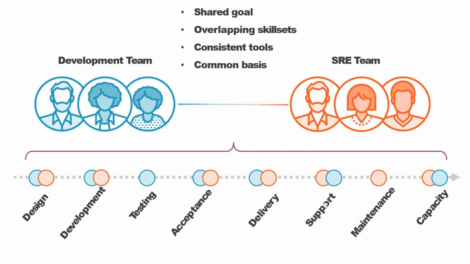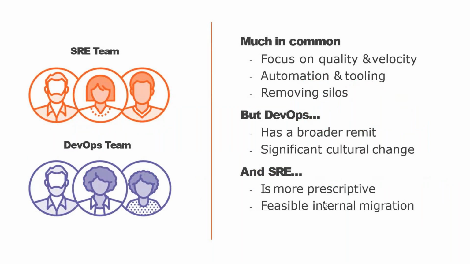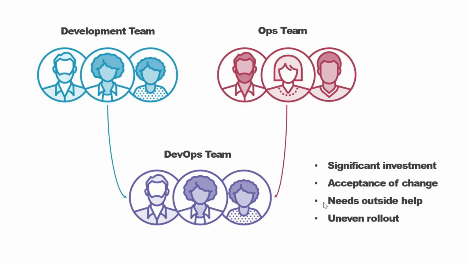Okay, so between the SRE team and the DevOps team, there are certain things which are common. They focus on quality and velocity together, automation and tooling, and removing silos. But DevOps has a broader remit and requires significant cultural changes. Remember I told you, if you want to become a DevOps engineer, you have to become an architect, a developer, a tester, and operations. It's shared work actually. But in SRE, you are more prescriptive, towards operations, plus very close integration with the development team. So here the development team and operations team combine and become a DevOps team, which requires significant investment, acceptance of change, outside help, and an uneven rollout.